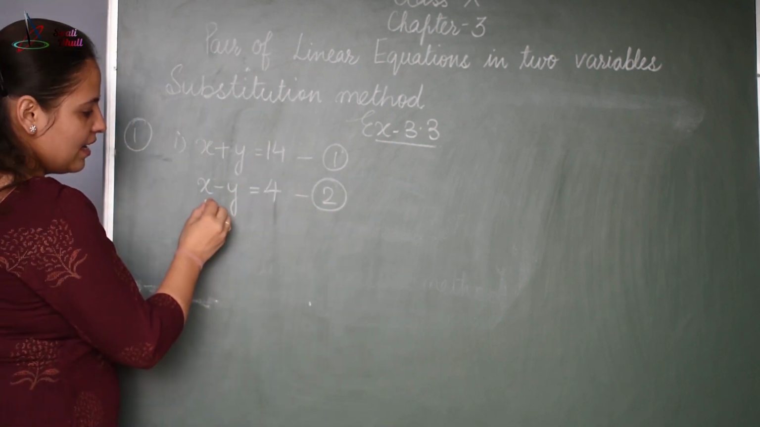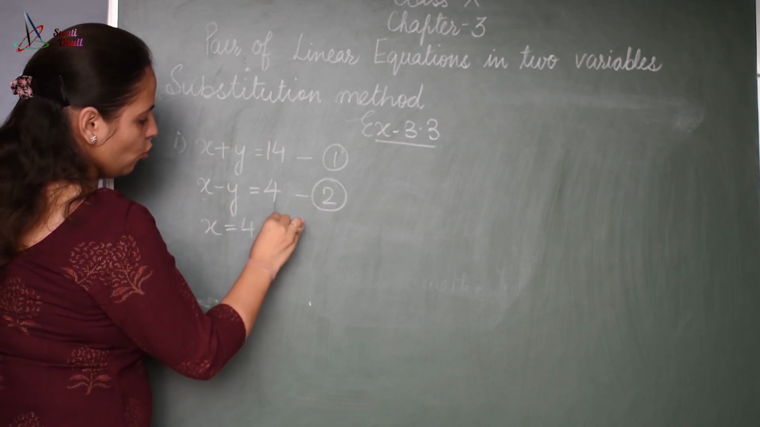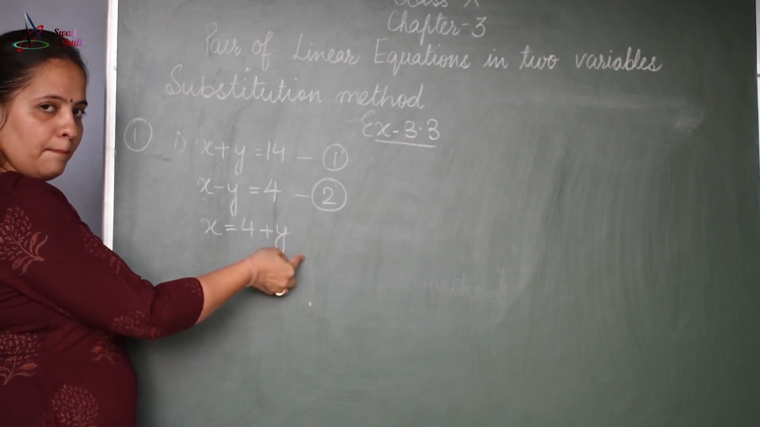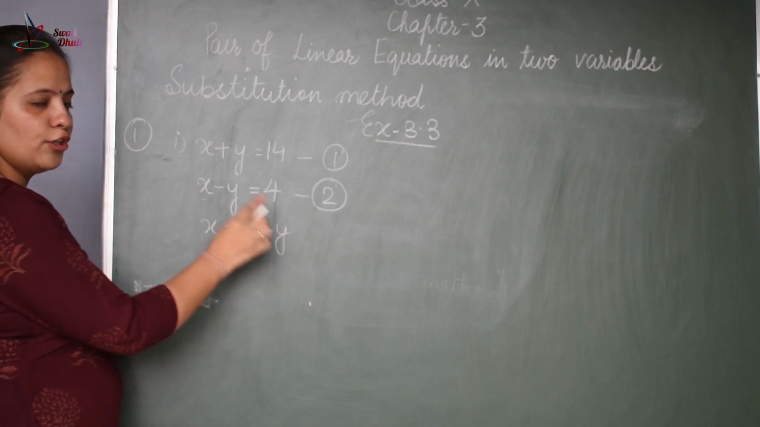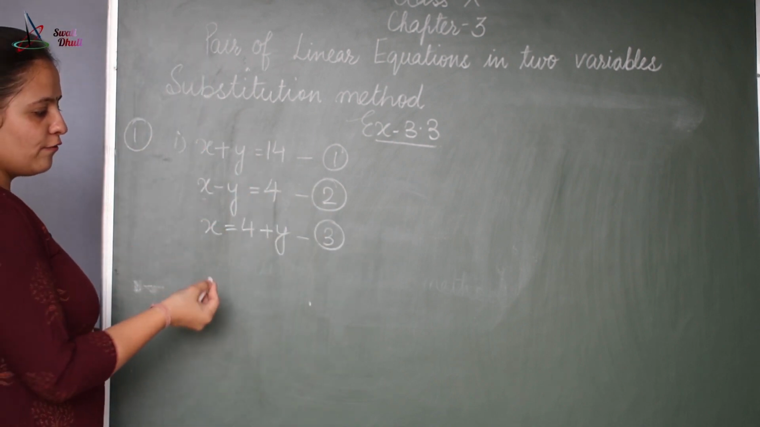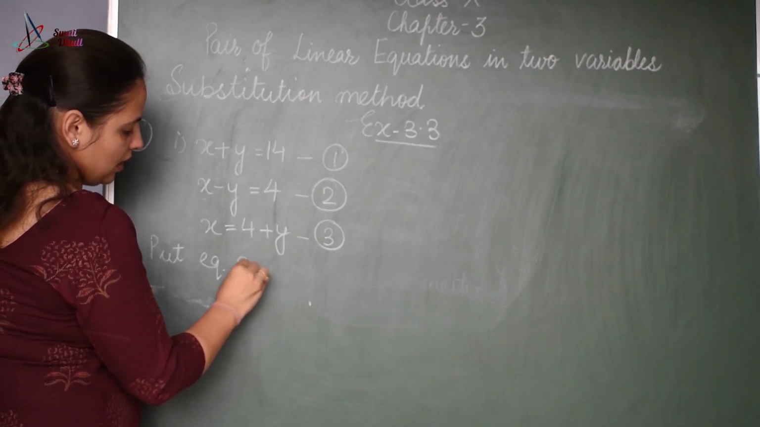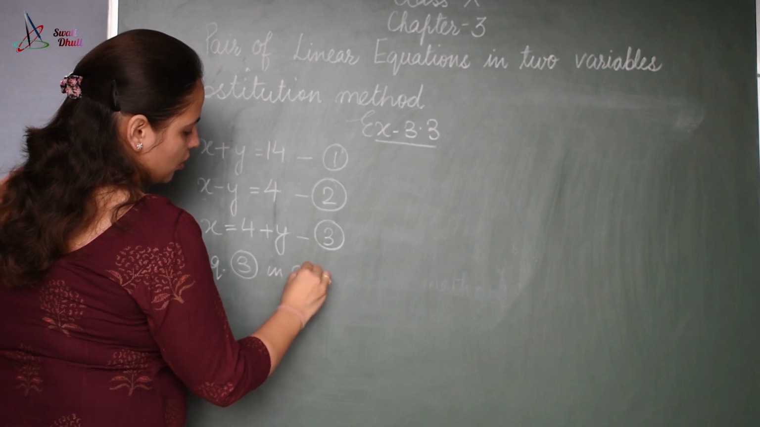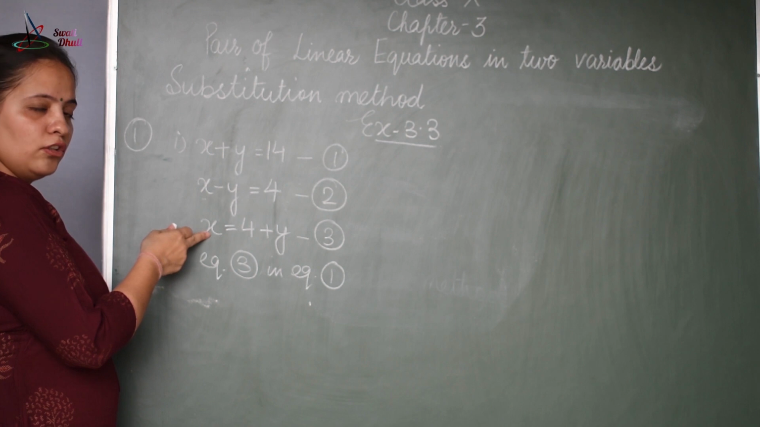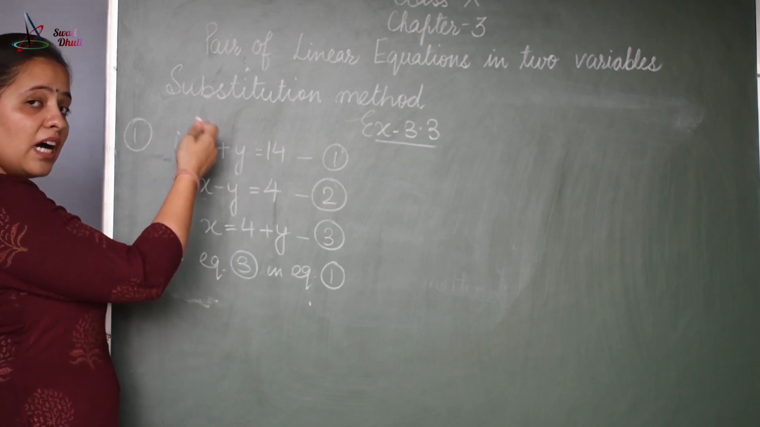Now let's say I am finding the value of x from equation 2. So it will be 4 plus y, because if I transpose to that side it will be plus. So you have got x is equal to 4 plus y. Let it be equation 3. Now what you have to do is put equation 3 in equation 1, because you have found out the value of x from this equation, so we have to substitute in another equation.